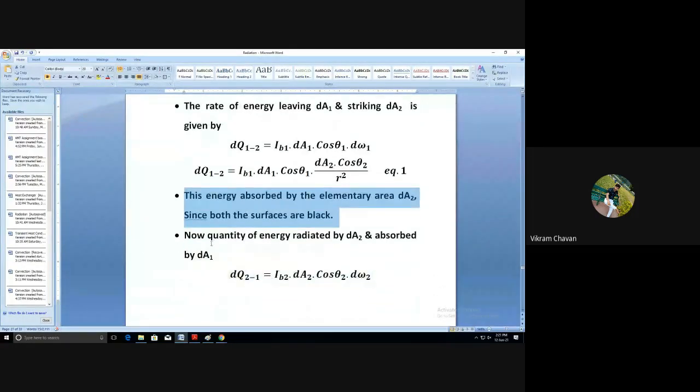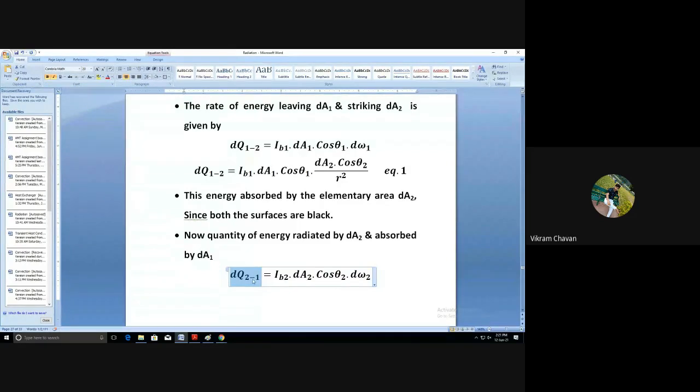Next we consider the opposite case: the dA2 surface is radiating energy and the dA1 surface is absorbing that radiation. Body 2 is also emitting radiation and body 1 is absorbing it. So dQ2 to 1 is emitted by 2 and absorbed by 1.